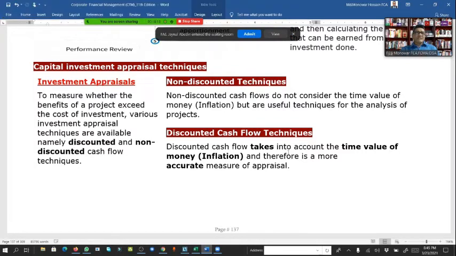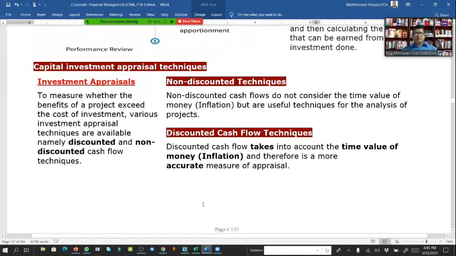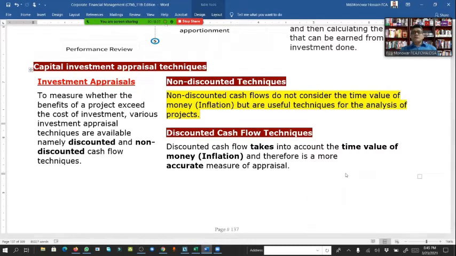Various investment appraisal techniques are available, namely discounted and non-discounted cash flow. Non-discounted techniques do not consider the time value of money, that means inflation, but they are useful techniques for the analysis of the project. But discounted cash flow takes into account the time value of money, and therefore is the more accurate measure of appraisal.